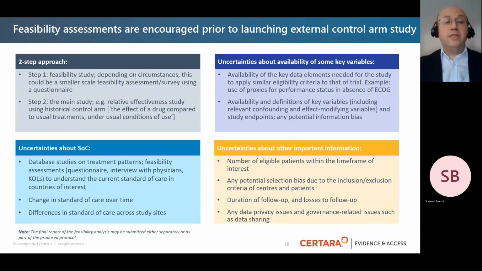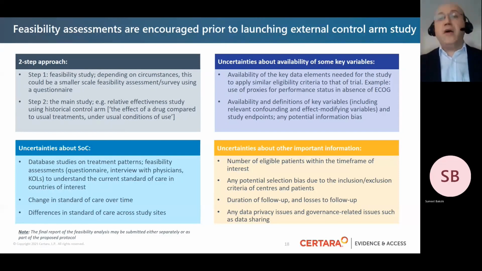You can also conduct it in a number of separate database studies to understand better treatment patterns in different conditions. What is also key is to understand standard of care and its changes over time, to be able to choose an appropriate time frame which will match as closely as possible with the time frame of the clinical trial. Feasibility assessment will also allow you to assess uncertainties about availability of key variables to define study population, to define study outcomes, and also to define key confounding and effect modifying variables.